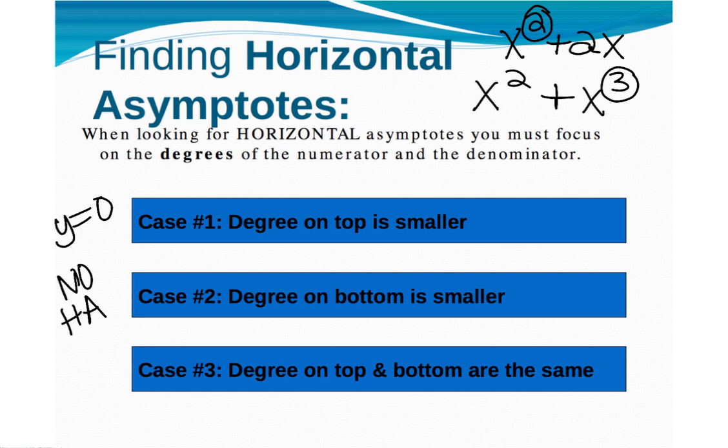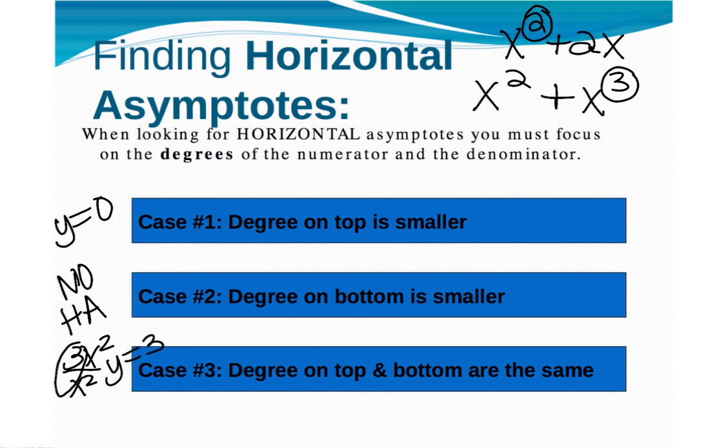And case number 3, if we have the degree on the top and the bottom the same, we're going to look at our coefficients out in front. So, for example, if we had 3x squared over x squared, we're going to look at the coefficients out in front. So we would have 3 over 1, so our horizontal asymptote would be at y equals 3.